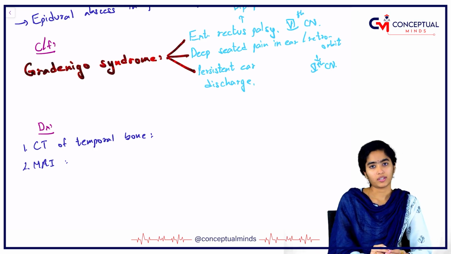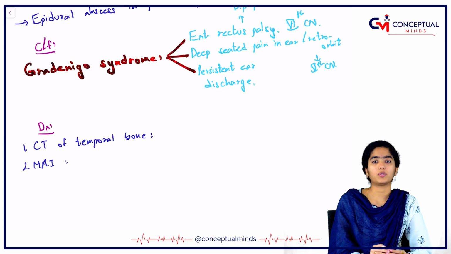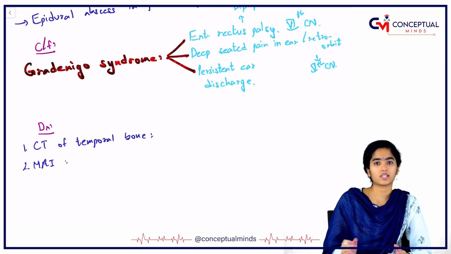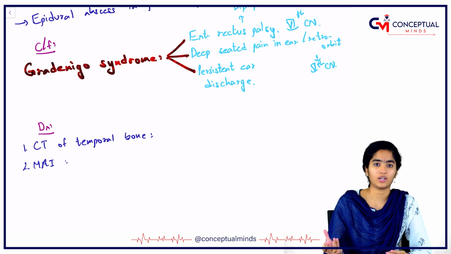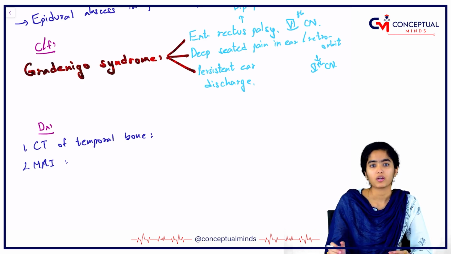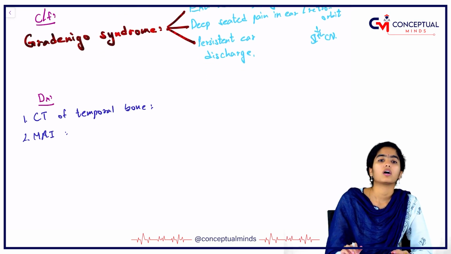Why is MRI required? MRI will help you to differentiate between fluid or pus that is seen in petrositis versus the normal fatty or marrow containing spaces that are present in the diploic cells. For that, MRI is required.